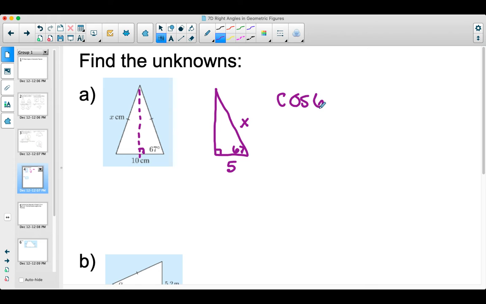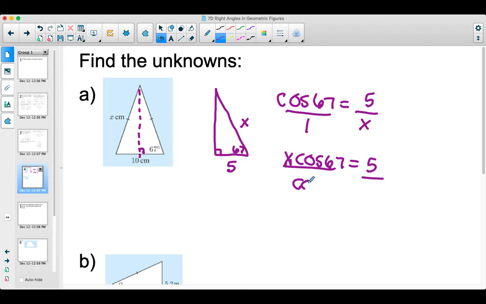So I have cosine of 67 is equal to my adjacent of 5 over my hypotenuse of x. And now I can cross multiply. So I have x times the cosine of 67 is equal to 5. And then I need to divide by the cosine of 67 on both sides. And I end up with x is equal to 12.8 centimeters if we round to 3 sig figs.